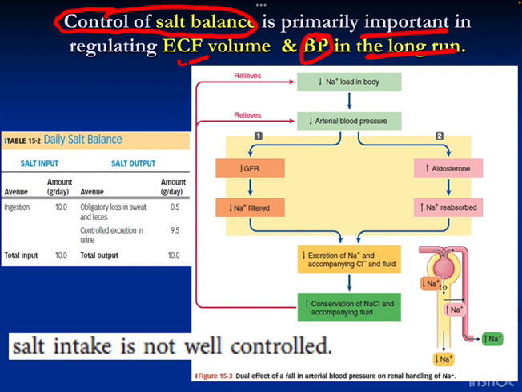Daily salt balance: the ingestion of salt is 10 gram per day, and salt output through sweat is 0.5 gram per day, and then fecal matter, and a large amount is excreted by the kidney in the form of urine, which accounts for 9.5 gram per day. So under healthy conditions, the total input is 10 gram per day and output is 10 gram per day.